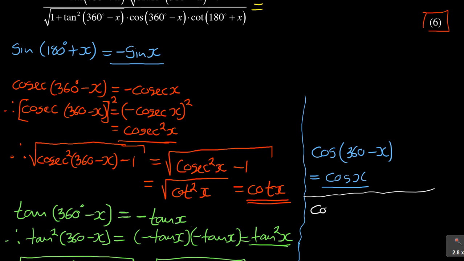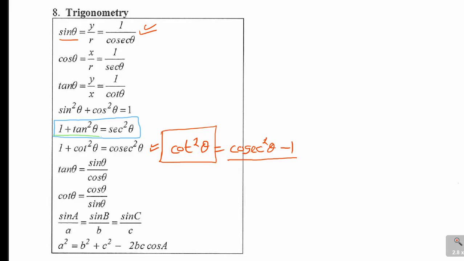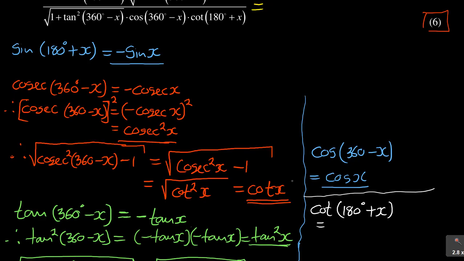It is cot 180 degrees plus x. Now if you go to your formulas, cot is linked with tan, as you can see in this particular case. It says tan theta is equal to y over x, which is equal to 1 over cot. So tan and cot are linked, so the reduction rules of cot are the reduction rules of tan. Which means cot and tan in the third quadrant, tan is positive, so is cot positive under the reduction rules.